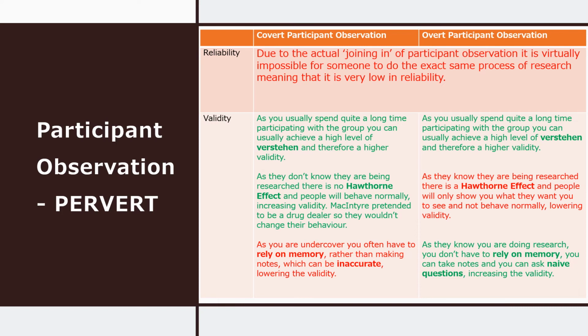But, flip around the memory thing, a strength of overt instead of covert is you can take notes, because they know you're doing research. It doesn't matter if you've got a tape recorder or you're writing stuff down, and you can ask what's called naive questions. So the guy I told you about, the guy doing research with the Glaswegian gang, spent I think the first couple of weeks not saying anything, because he didn't want to ask what the slang meant, as it would give him away. So he couldn't ask naive questions. He was undercover. Venkatesh can ask all the naive questions he wants. And that means he's potentially getting a better understanding of what's going on and increasing the validity.